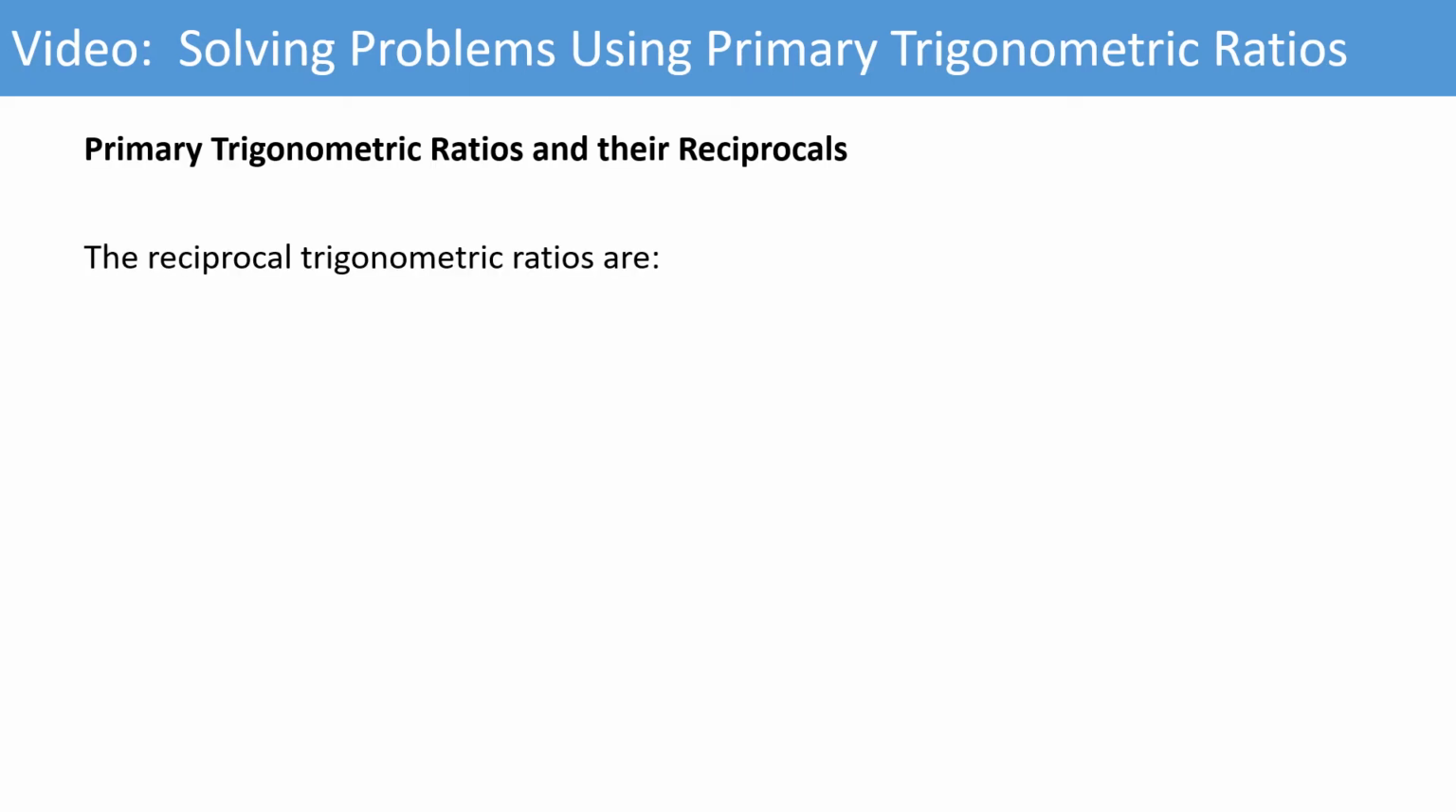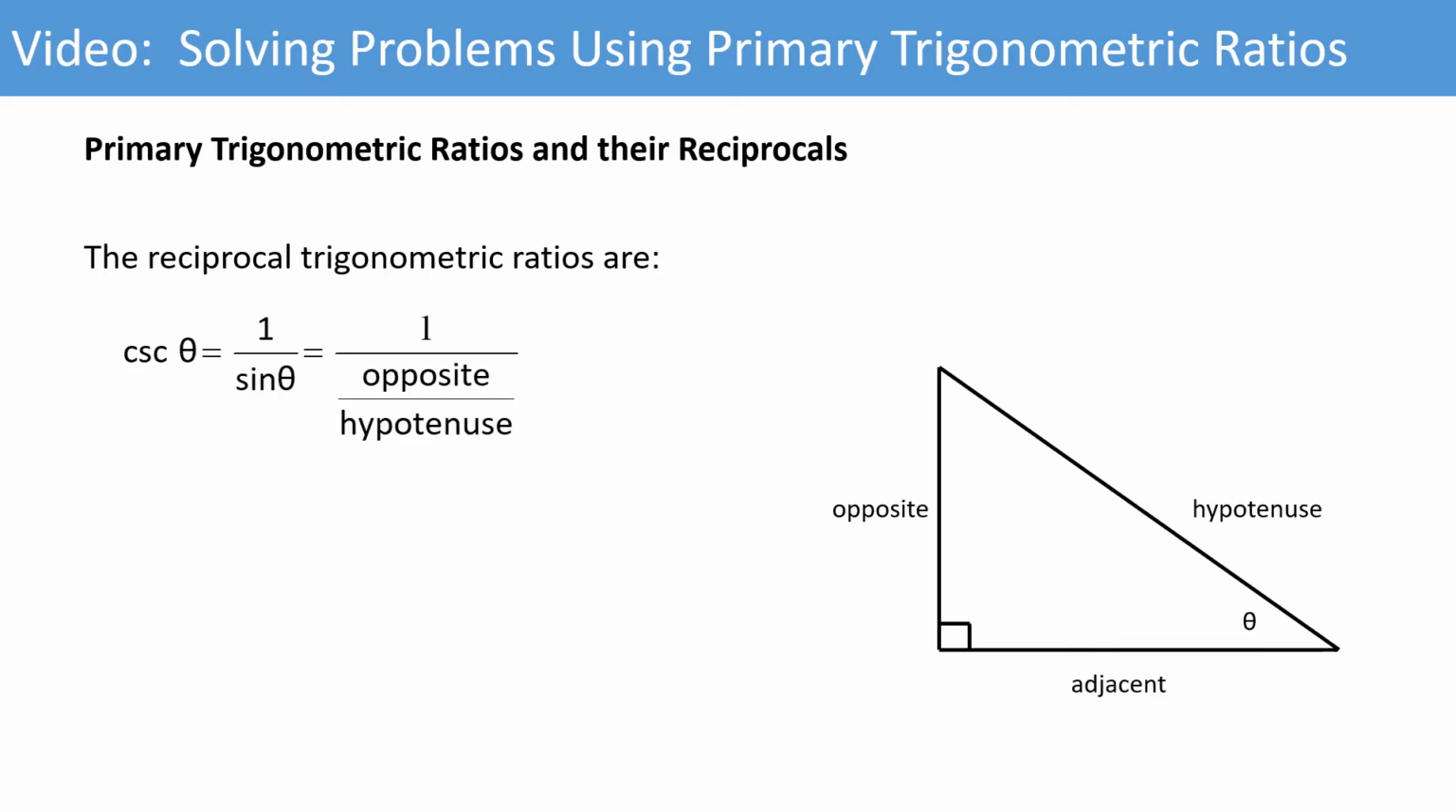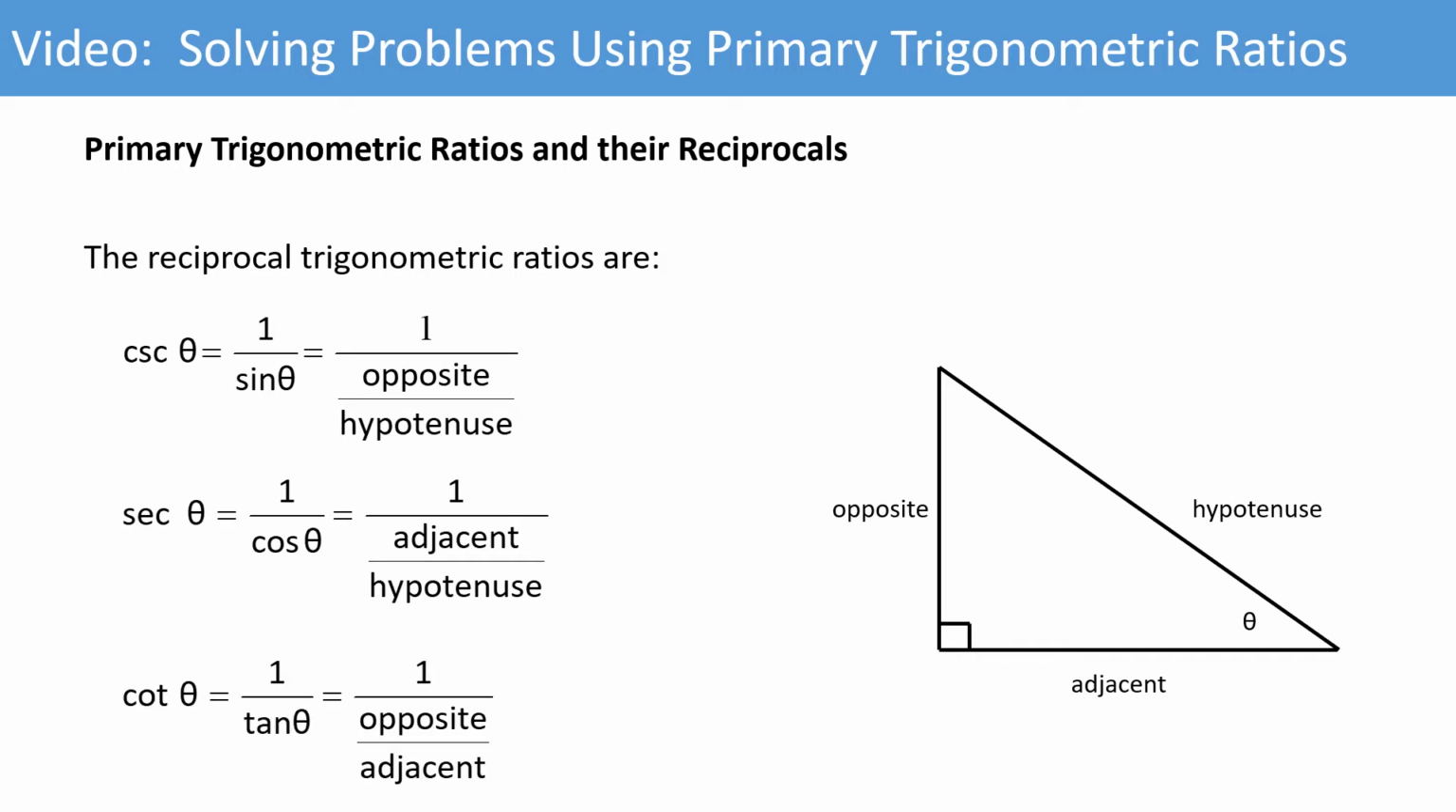The three reciprocal trigonometric ratios are the cosecant of theta, which is 1 over sine theta, which is equal to 1 over opposite divided by the hypotenuse. You can also have the secant theta, which is 1 over cosine theta, which is equal to 1 divided by adjacent over hypotenuse, or the cotan theta, which is 1 over tan theta, which is equal to 1 divided by opposite over adjacent.